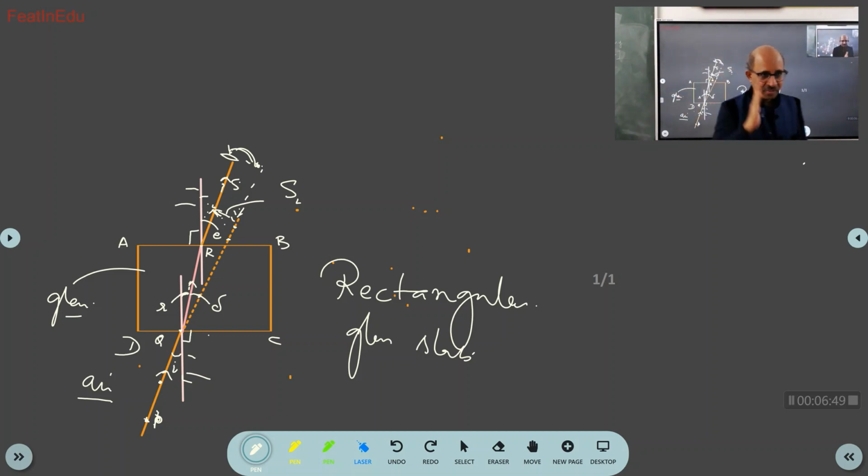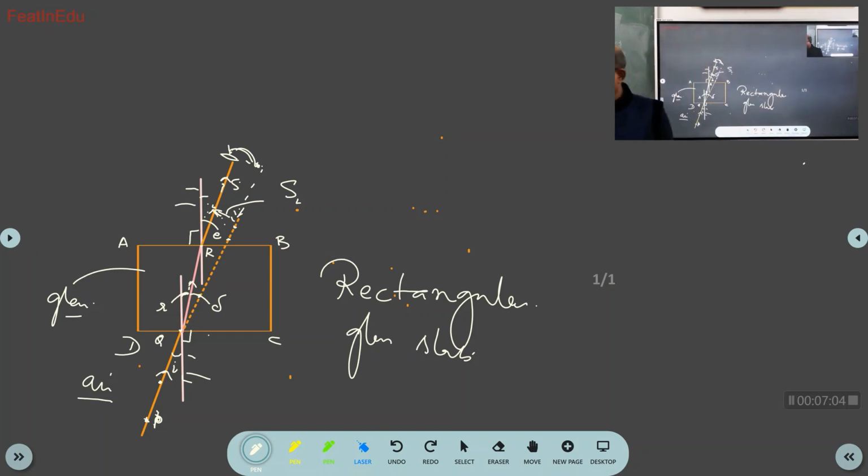Lateral shift. Now that the glass slab has come, I am not able to see those pins. So what should I do? I should move like this. Now I can see the pin. Why did this happen? Because light has laterally shifted. You get the whole idea now?